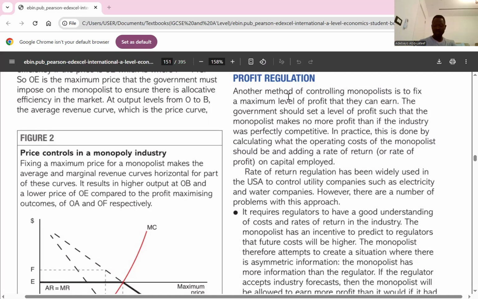Let's start with preventing excessive profit. Excessive profit is talking about making so much profit that it's not supposed to make. That is excessive. Do you get it?